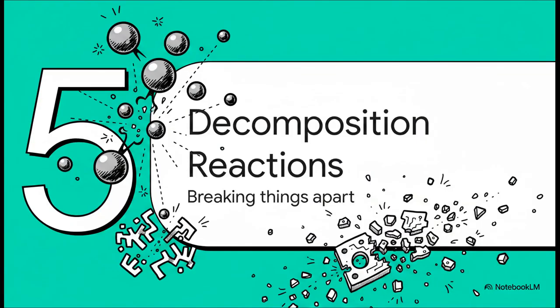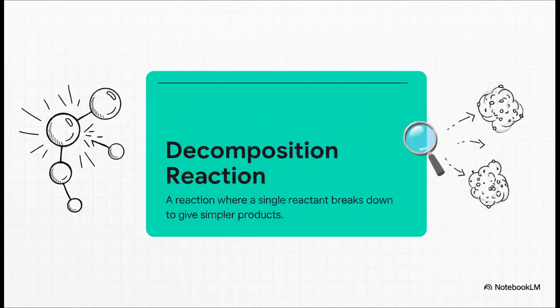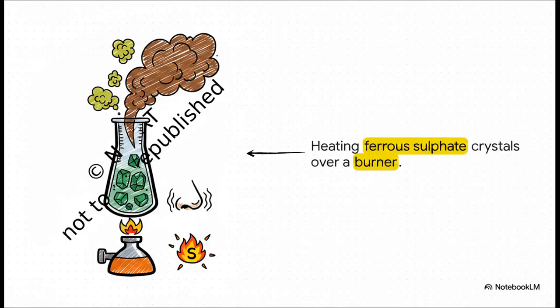And finally, Section 5, decomposition reactions. So, if combination reactions are all about coming together, decomposition is the exact opposite. This is the great chemical divorce. A decomposition reaction is where a single complex reactant breaks down into two or more simpler products, or splitting things apart. Thermal decomposition is a perfect example of this.